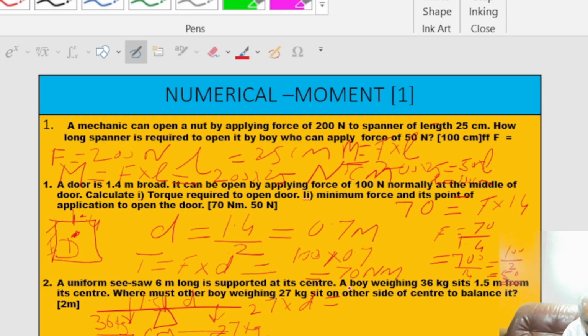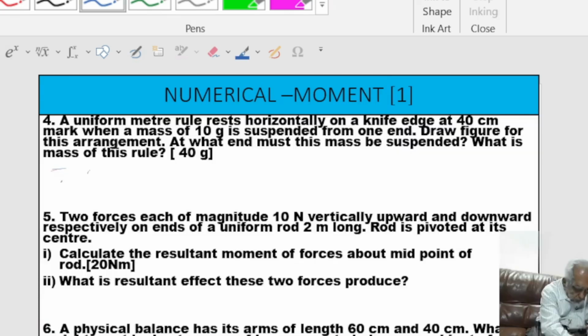So D would be 36 multiplied by 1.5 upon 27. You can calculate this and you will get 2. 9 3s are 9, then 3 into 0.5, so this will come to 2. So the distance is 2 meter. In this manner, you have to do the numerical.